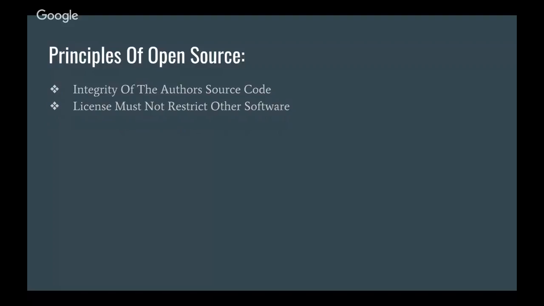License must not restrict other software. The license must not place restrictions on other software that is distributed along with the licensed software. For example, the license must not insist that all other programs distributed on the same medium must be open source software. So that's just a few principles of open source.